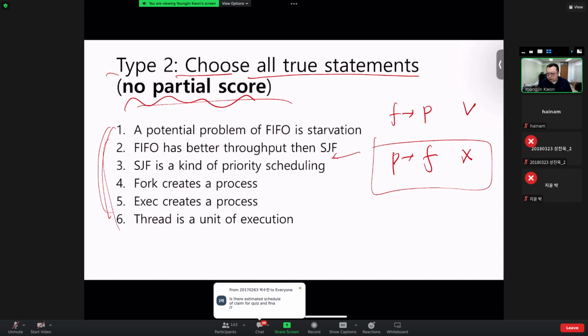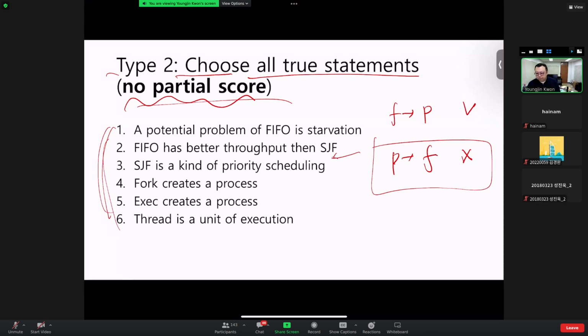Is there any estimated schedule of the claim for the quiz and final? Yes, the TAs are preparing the claim time for Pintos and final. I'm not sure, but I think right after the exam period finishes, so two weeks later. But definitely we will announce the claim, so we have enough time for claims. If you have some kind of schedule problem, please feel free to post it to Piazza so we can adjust the claim time.